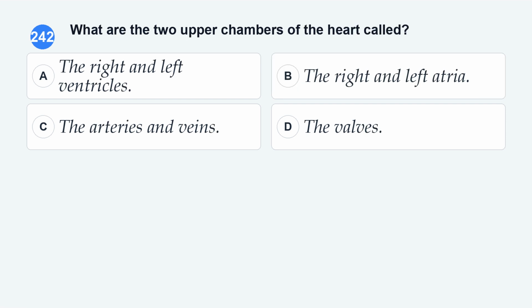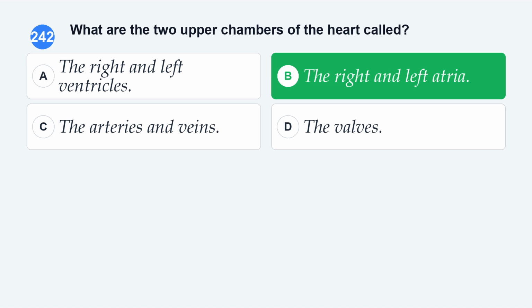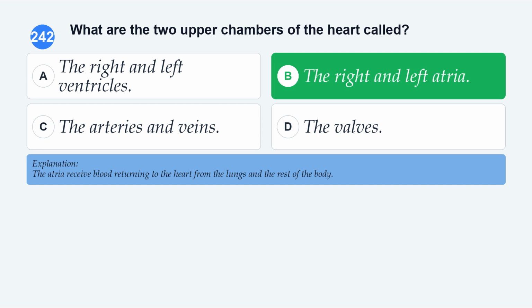Question 242. What are the two upper chambers of the heart called? Option A, the right and left ventricles. Option B, the right and left atria. Option C, the arteries and veins. Option D, the valves. The correct answer is option B, the right and left atria. Explanation: the atria receive blood returning to the heart from the lungs and the rest of the body.